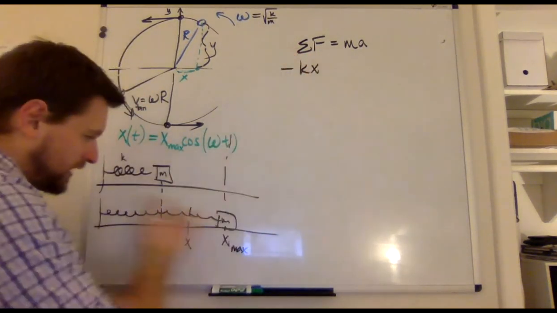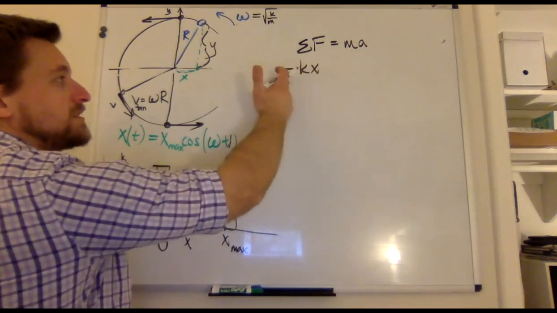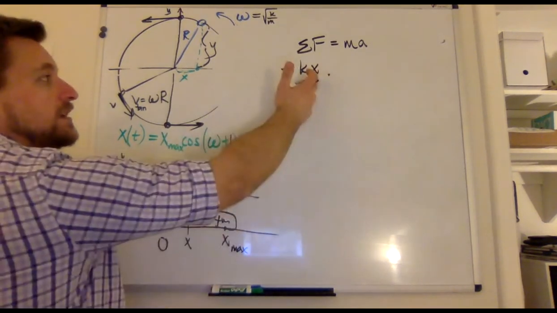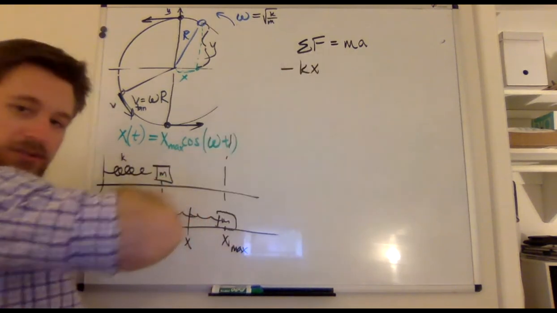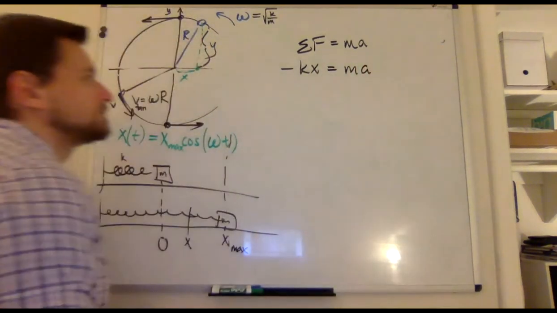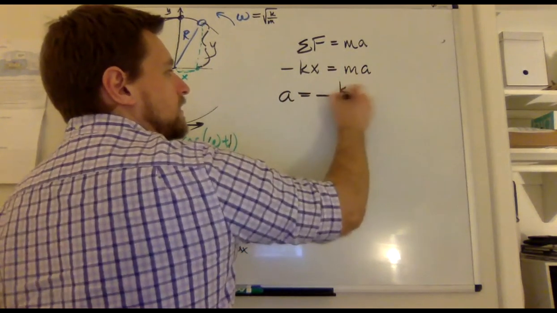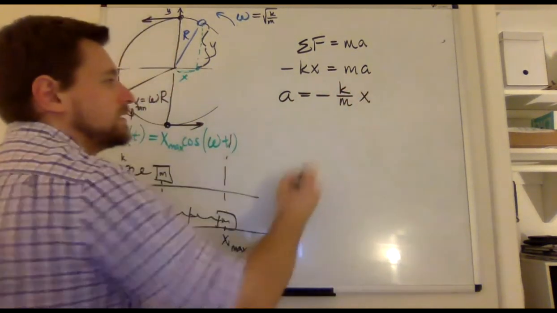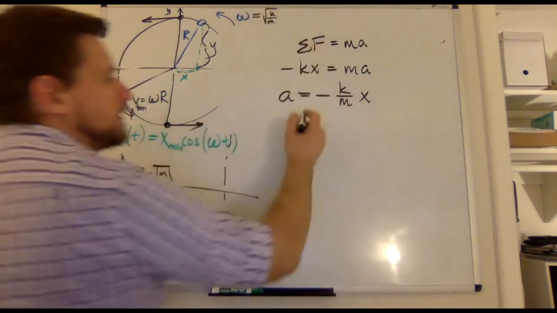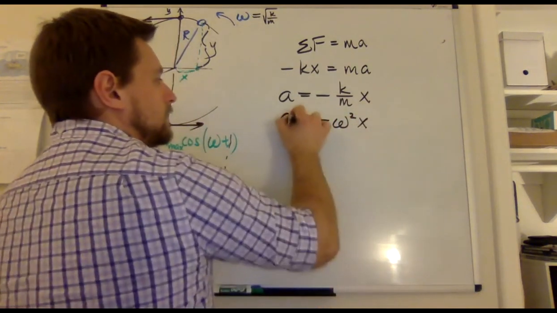At whatever point x we are, if we're to the right of 0, x is positive, and the spring's going to try to pull us back. If we're on the other side, x is negative, and the minus sign is going to cancel that, push us to the right. Equals ma. So a equals negative k over m x. K over m, there it is again. Negative omega squared x.